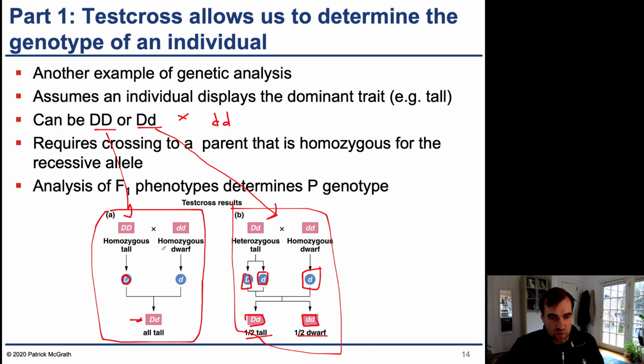So the important things to remember is that you always cross it with a homozygous recessive individual, and then you analyze the F1 offspring that are produced.